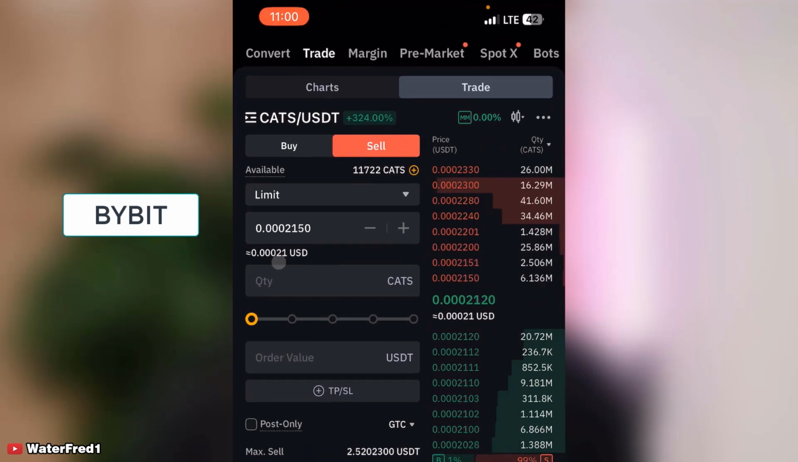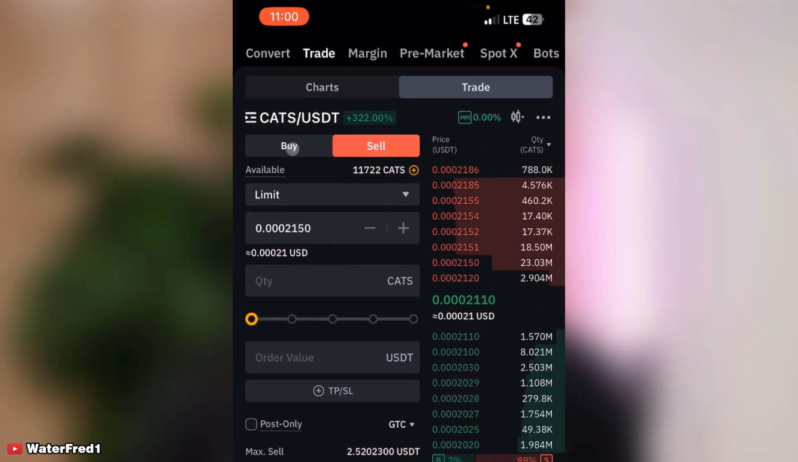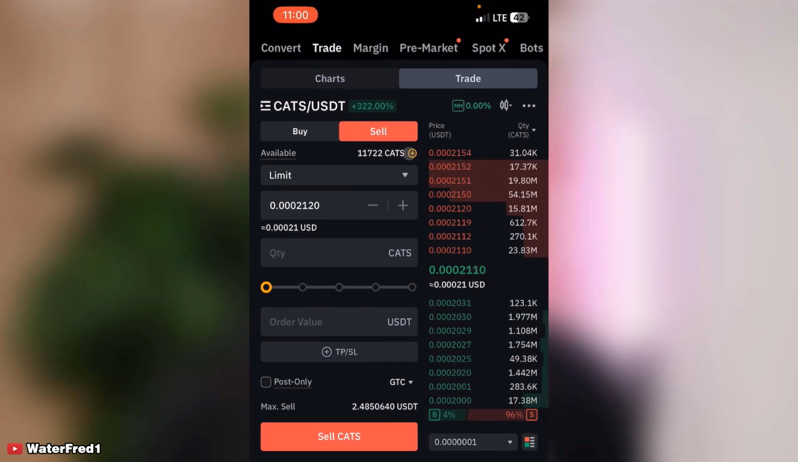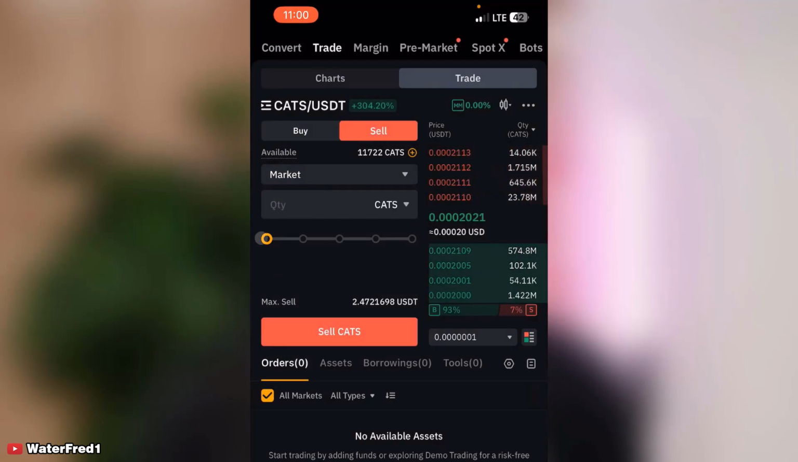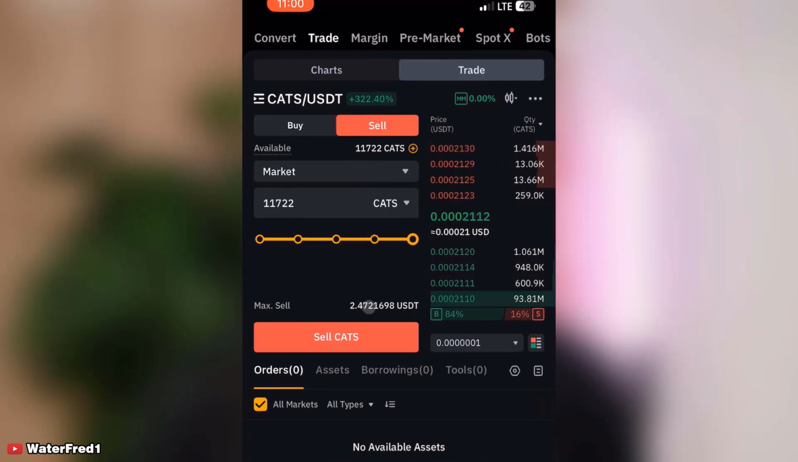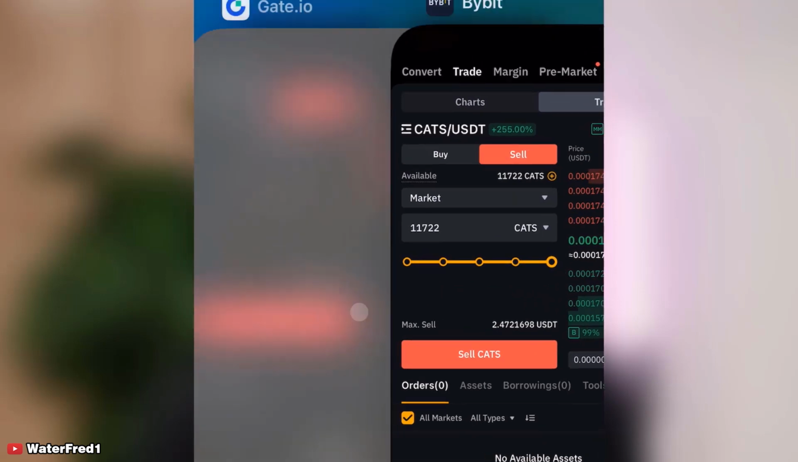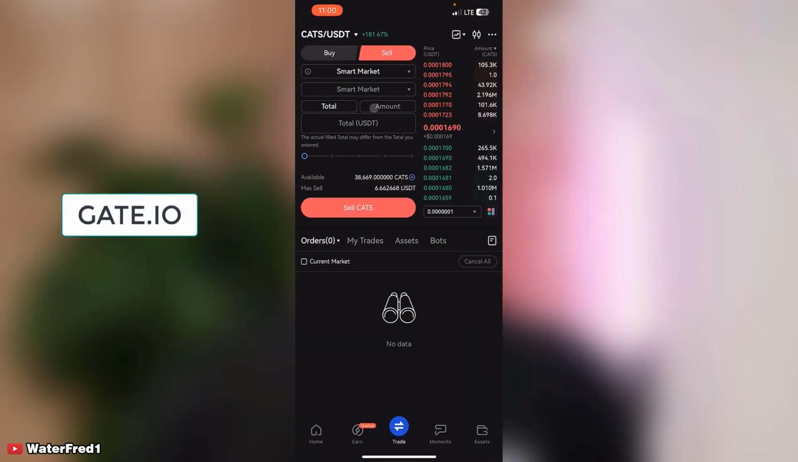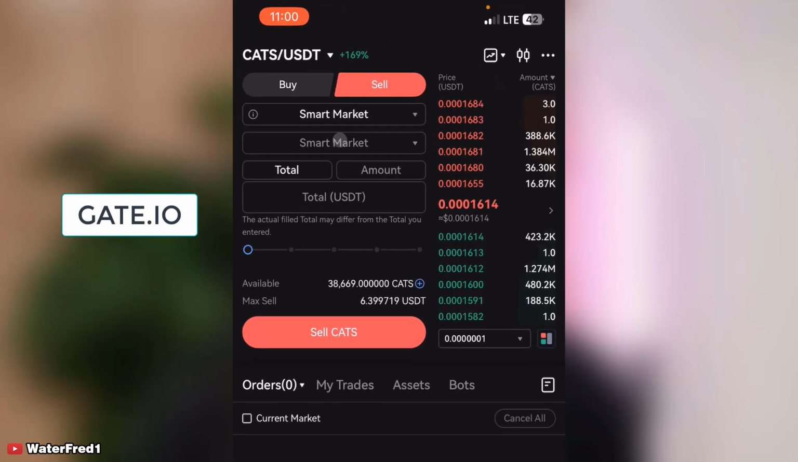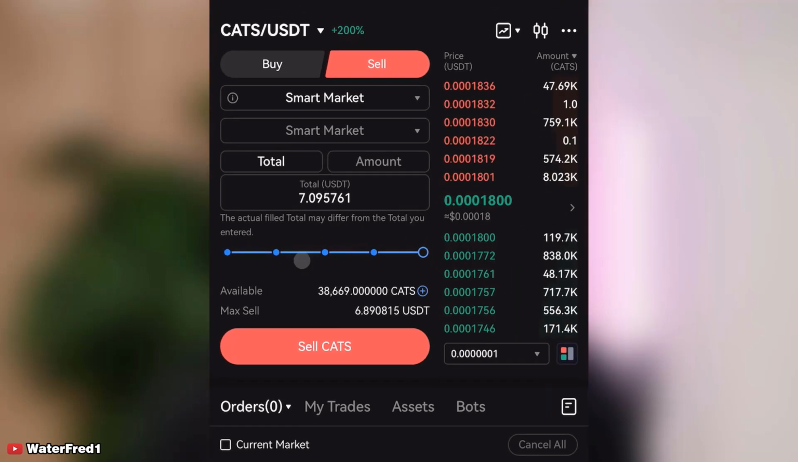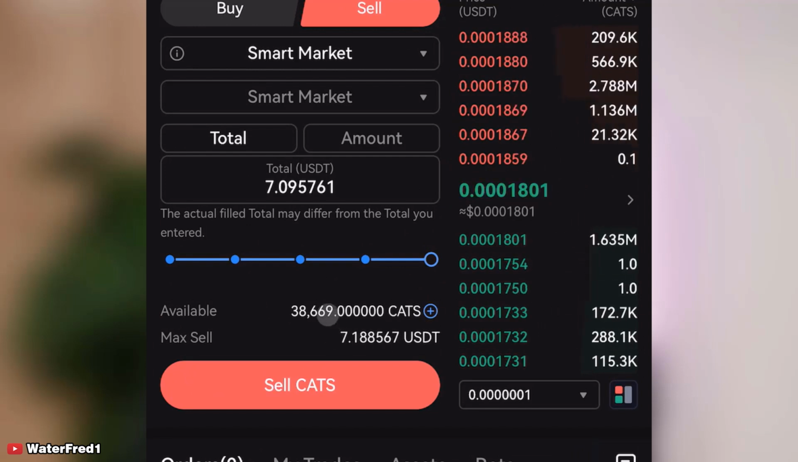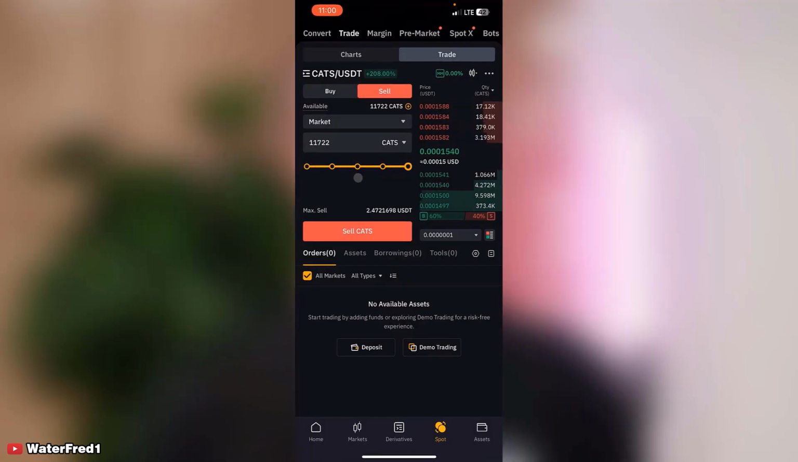Right here you can see that the trading just started. First of all, like I said before, from buy, enter sell, and you can see my cats right here. Convert limit to market, and then we go this way to maximum cats. You can see what 11,000 cats is worth: 2.41. Now hold on. Let's go to gate.io. Like I said before, stay here. Smart market will get all of it right here. And you can see that this is 7 USDT. It's changing real fast.